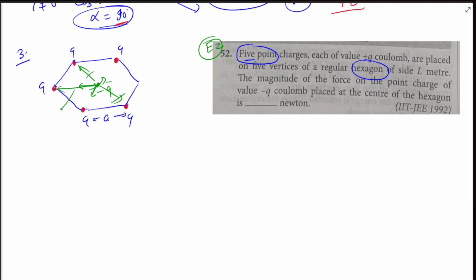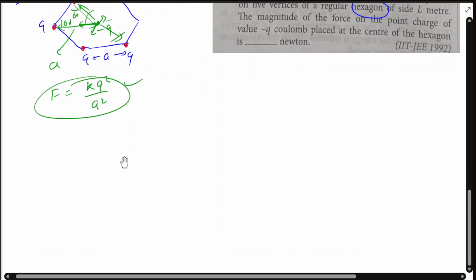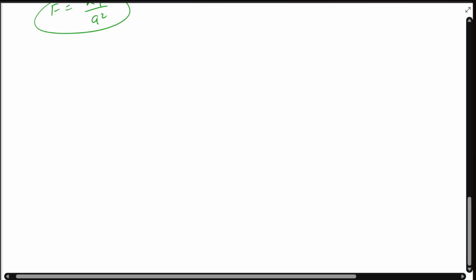This distance we know. This is actually A, right? In a hexagon, this is angle 60 degree. This is also 60 degree, and this is also, so it's A, right? It's an equilateral triangle. So this is A. So force will be what? K Q square divided by A square. That's it, right? So it's a very easy question, of course. Next, move on to our fourth question.